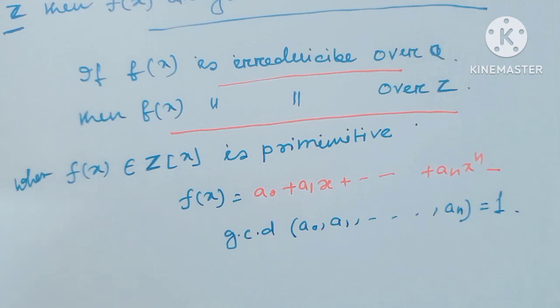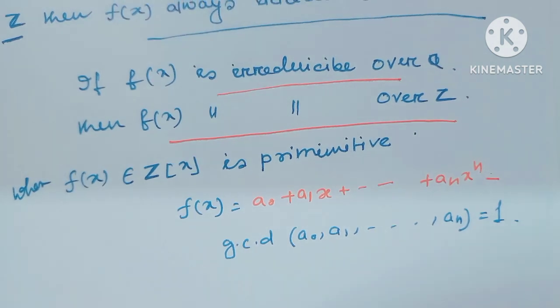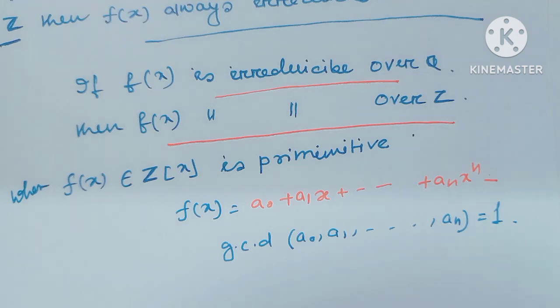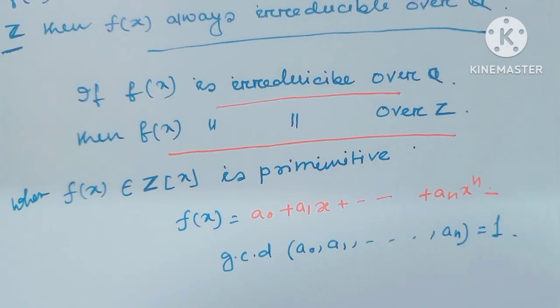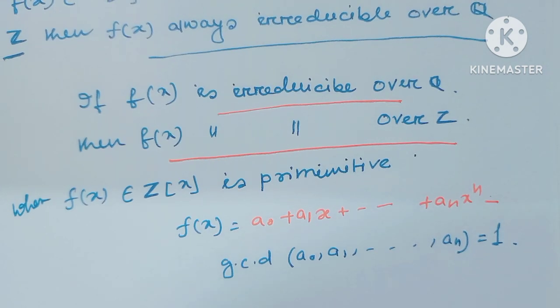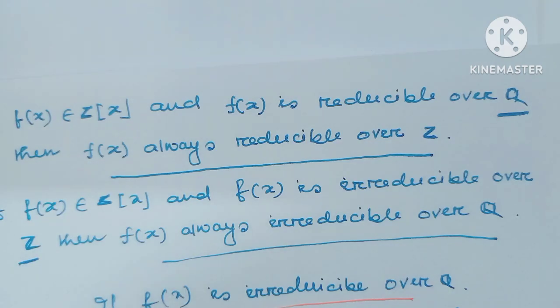Okay? When GCD of a0, a1 up to an is equal to 1, then we can tell f(x) is primitive. That means when f(x) is irreducible over Q, then that implies f(x) is irreducible over Z when the function is primitive. Otherwise this is not possible. But when f(x) is reducible over Q, then that implies always f(x) is reducible over Z.